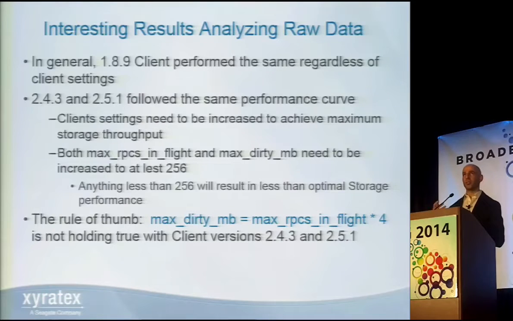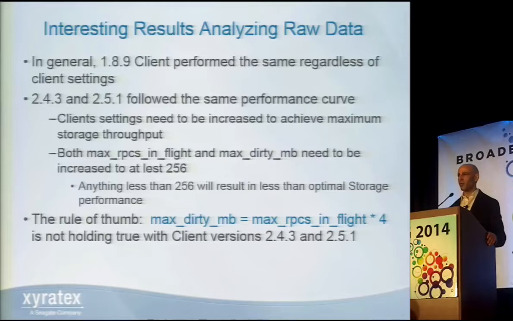Well, not encouraging news. Surprising, actually, was I actually thought the 2.51, before I ran these benchmarks, would have performed slightly better than 243. But you can see that, in general, the curves follow the same performance metrics when looking at client setting and number of threads increased. And then at a minimum for this benchmark setup, we needed to increase the max RPCs in flight to 256 to even get to the maximum storage throughput.